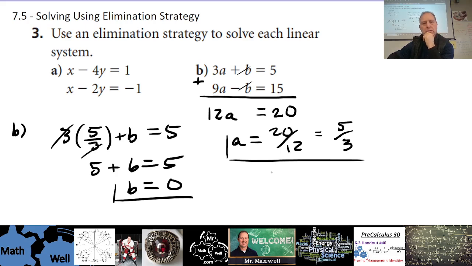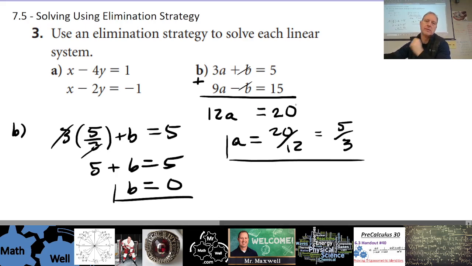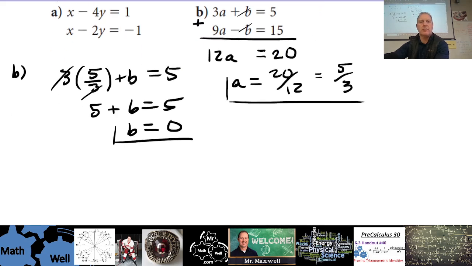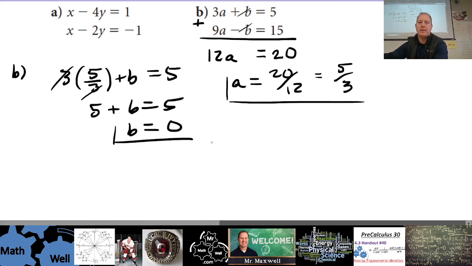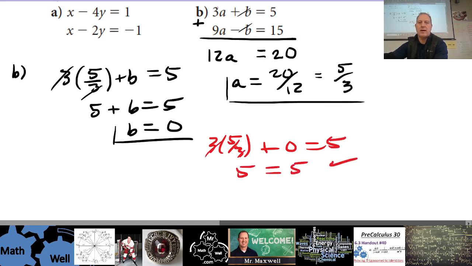Let's see. All right, so let's check those real quick. 3 times 5 over 3 plus 0 equals 5. Yep, that's 5 equals 5. That one's good for the first equation. Let's check the second equation.